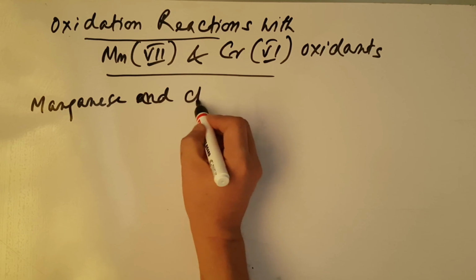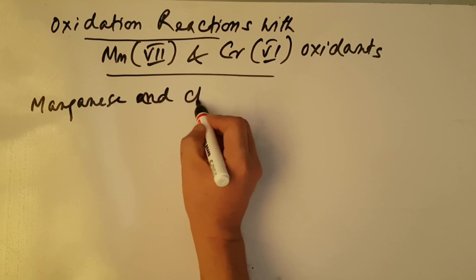In the oxidation reaction of organic compounds, manganese 7 accepts 5 electrons to give manganese 2 plus, in acidic solution. Here a color change takes place: the purple color of manganese 7 permanganate changes to pink after the reaction.